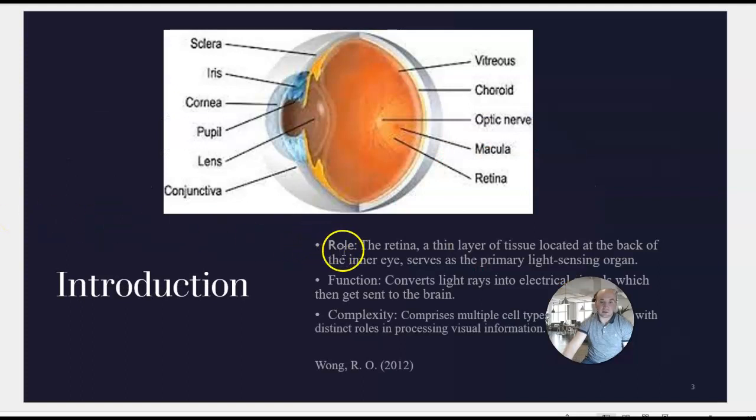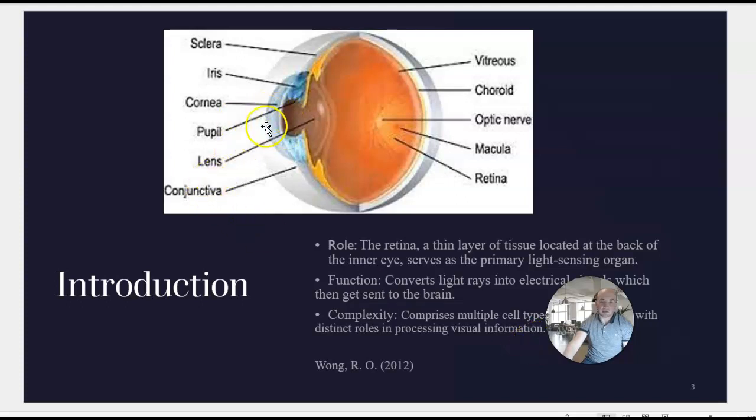So, introduction: the role of the retina. It's a thin layer of tissue located in the back of the eye, and it serves as the primary light sensing organ. So here's the retina right here. It converts light rays into electrical signals, which are then sent to the brain. It comprises multiple cell types and layers, each with its own distinct role in processing visual information.